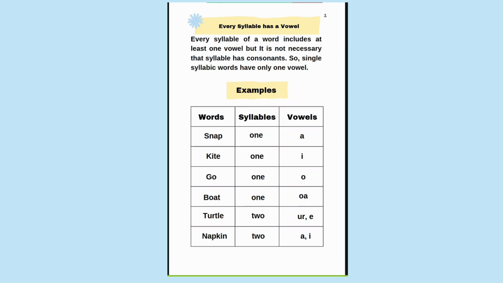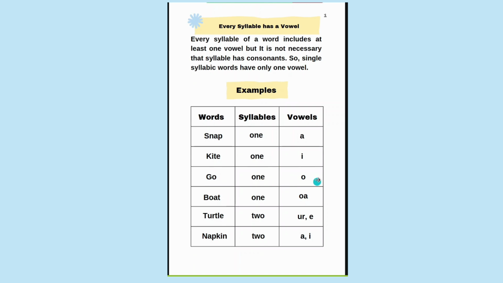One other spelling rule is every syllable has a vowel, either written or oral. Every syllable of a word includes at least one vowel, but it is not necessary that a syllable has a consonant. Do you know even a single vowel can make a syllable? It is not necessary that consonants must come with it. For example, snap, one syllable, the vowel is coming over here. Kite, I is coming over here.